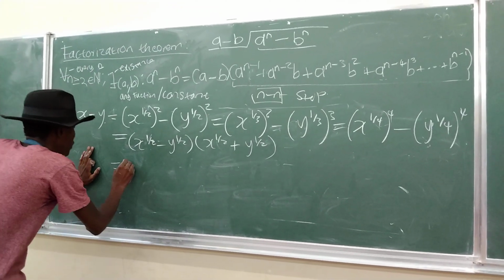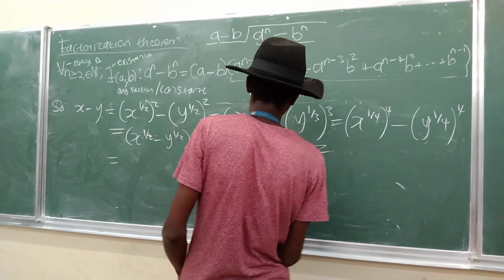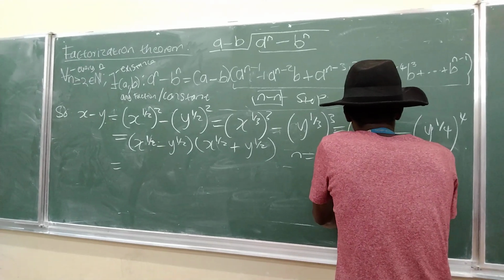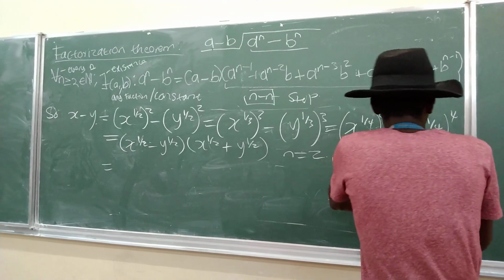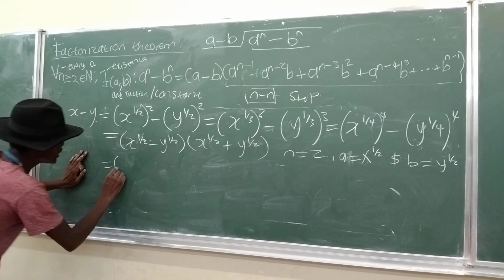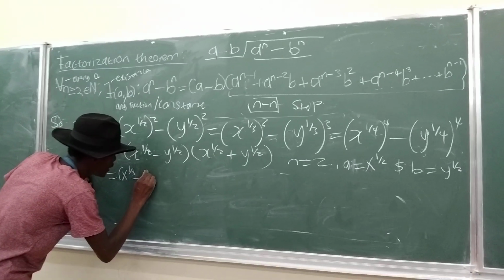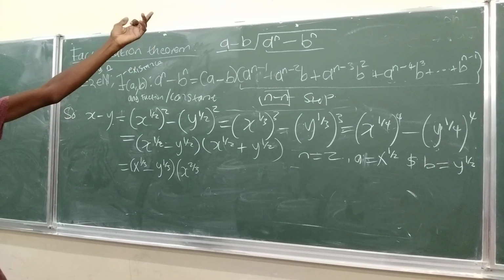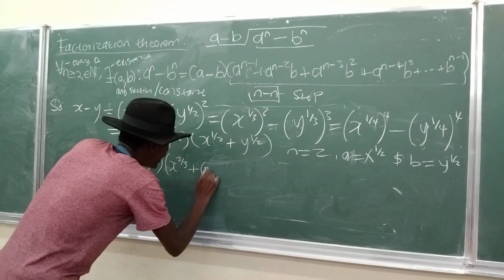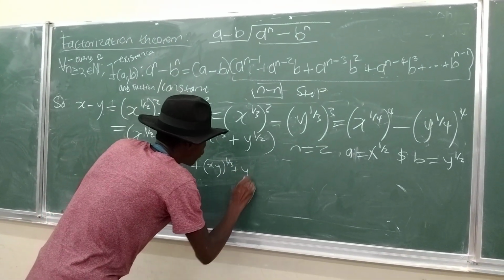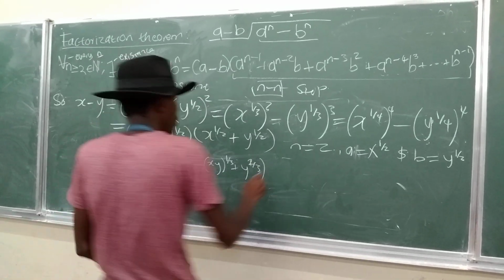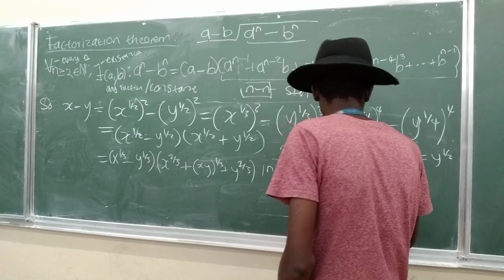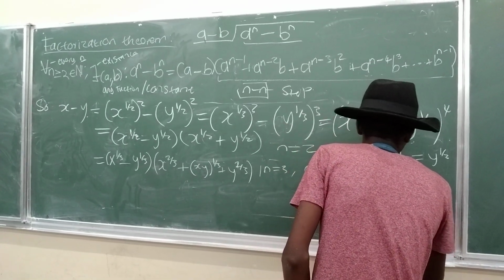Remember this is from n being 2. You have your a, in this case, as x to the power half, and your b as y to the power half. Here it's x to the power 1 over 3 minus y to the power 1 over 3, and we can always write x to the power 2 over 3 and y to the power 2 over 3 in the other factor. So in this case, your n is 3, your a is x to the power 1 over 3, and your b is thus y to the power 1 over 3.